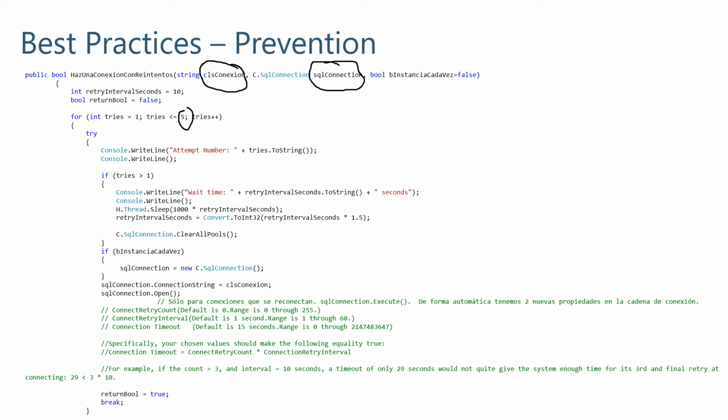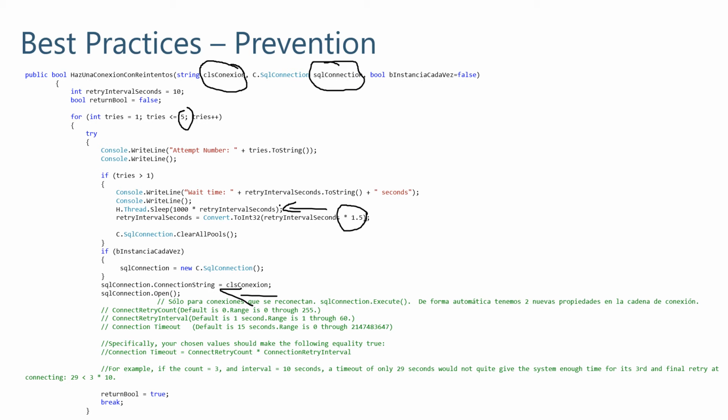For each time that I try the connection, if the connection is not established, we are going to wait some milliseconds. In the first will be 5. Sorry, 10 seconds. Yes, 10 seconds. If not, we are going to multiply by 1.5. So at the end will be 15, 20, 25, etc. So the intention is, if you are not able to connect, wait some time and establish the connection again.